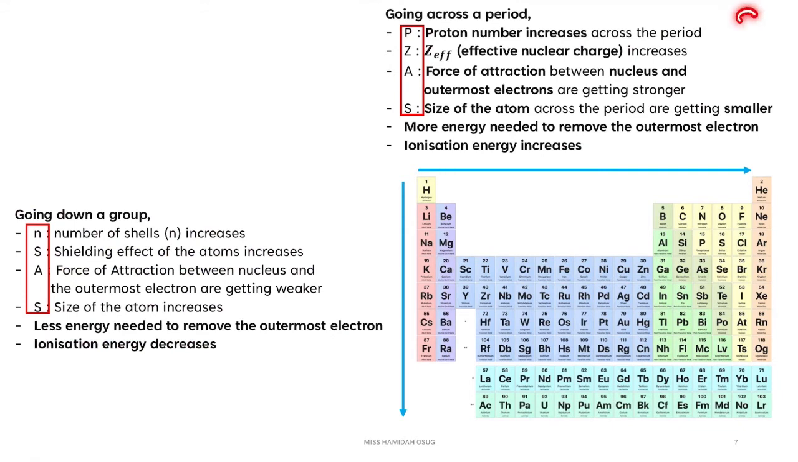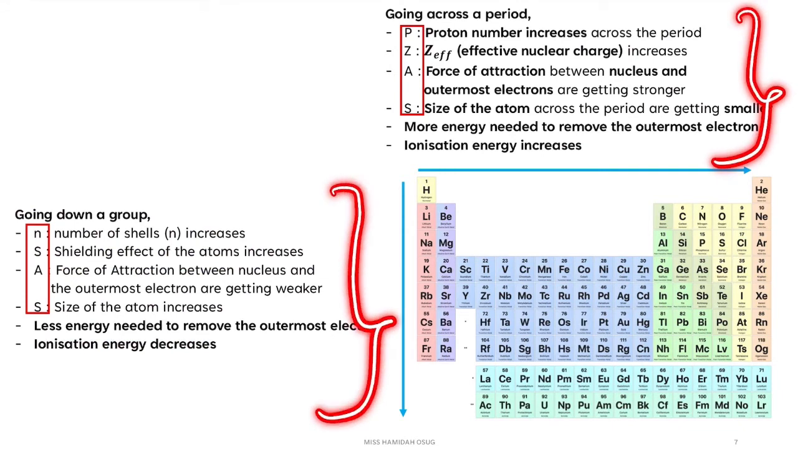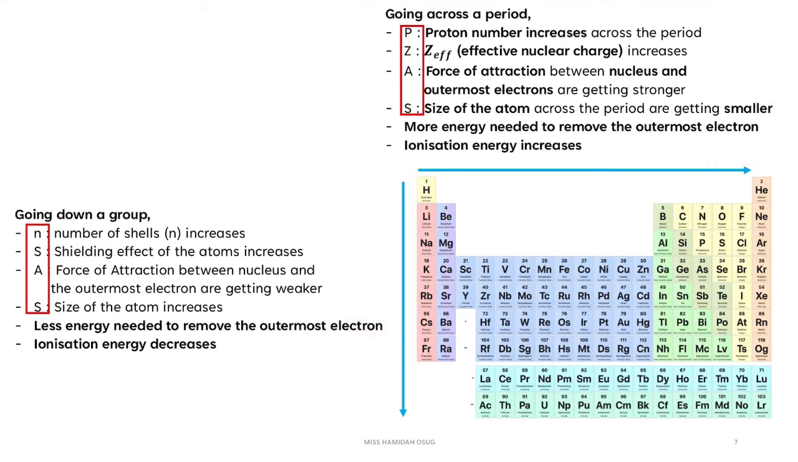So this is the full explanation about the ionization energy as we go across the period and as we go down the group. Okay, so we are still using the pizas and the ansatz to explain about the size of the atom, and cuma ada dua tambahan keyword sahaja daripada segi energy dan juga ionization energy.